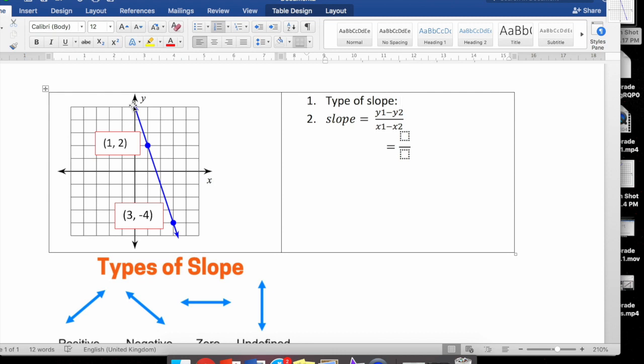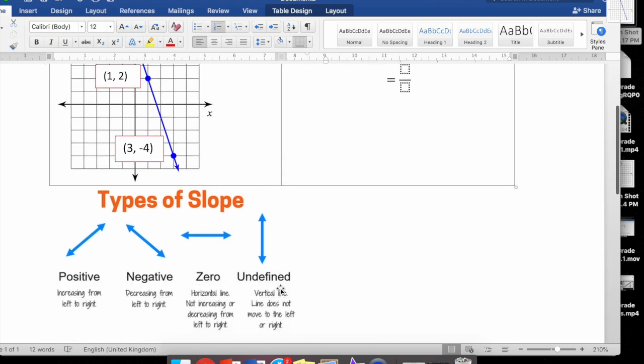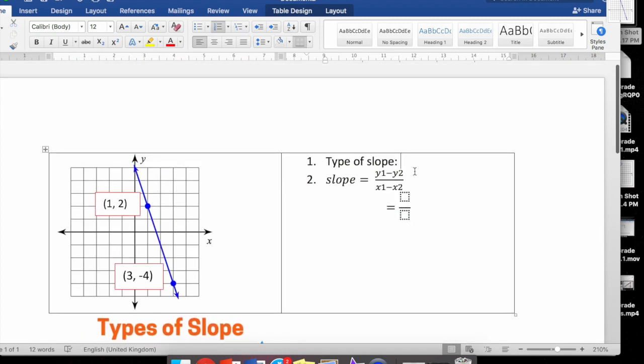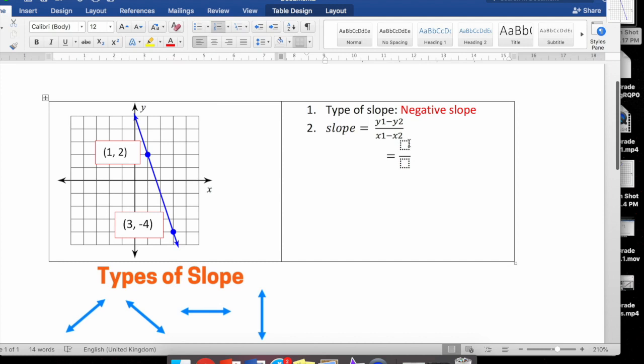I see that it's decreasing from left to right, and then I come down here and look at my chart, and I see that this graph that's up here looks like this type of slope here. It's negative. It's decreasing from left to right. So what that tells me is my final answer is going to be a negative number. Because I know that the slope is negative, I know my final answer is going to be negative.